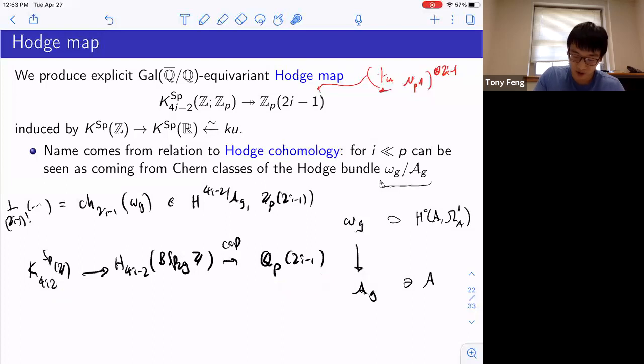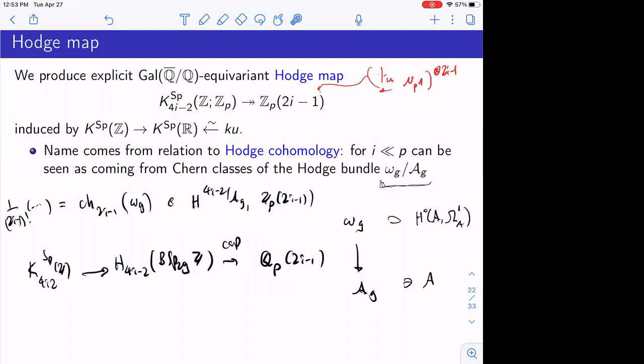Then when i is big relative to p, this Chern class is no longer integral. So you're kind of dividing by 0. But on the other hand, the image of this also becomes zero. So maybe you can make sense of it. It's 0 over 0. Ultimately, it was just much cleaner to work with stable homotopy theory, and it has this very concise description.